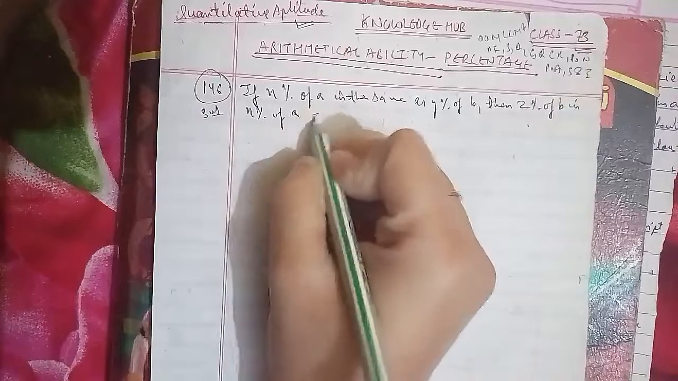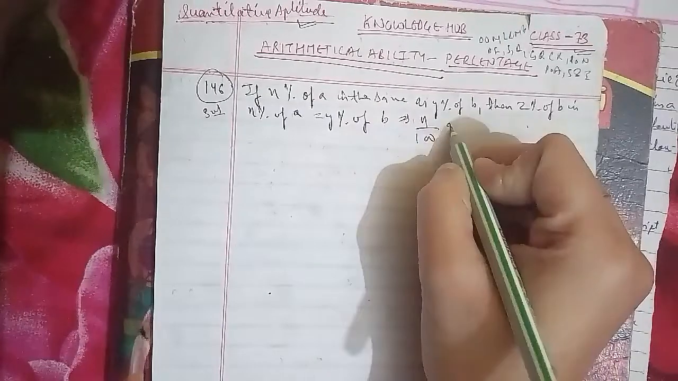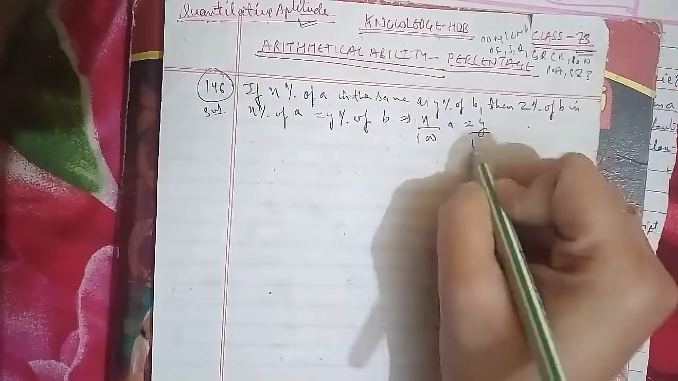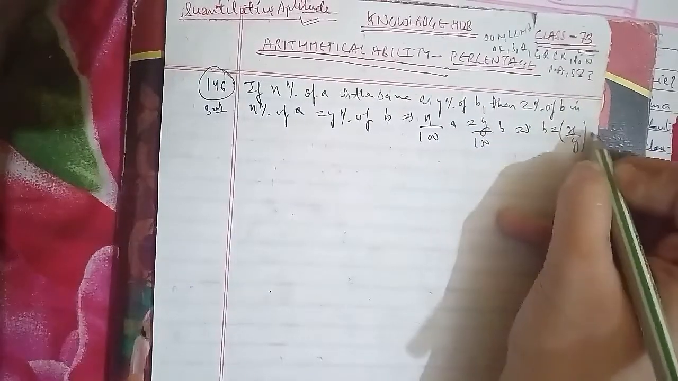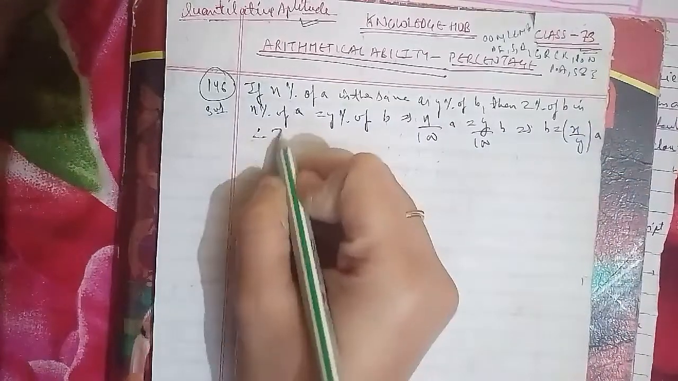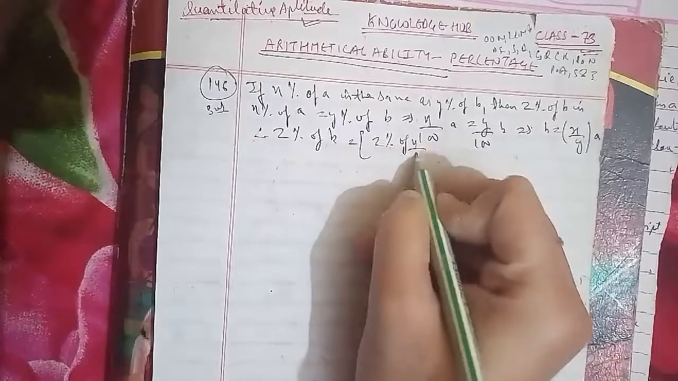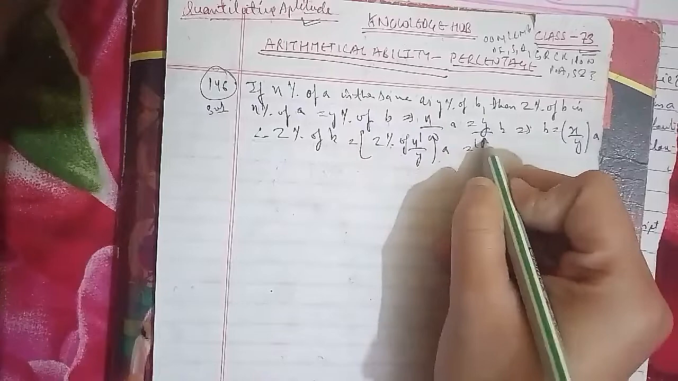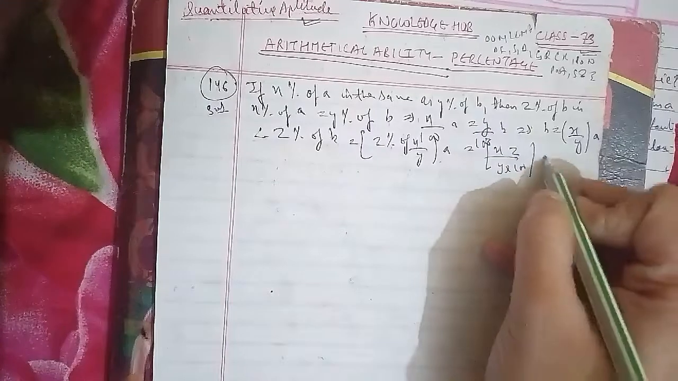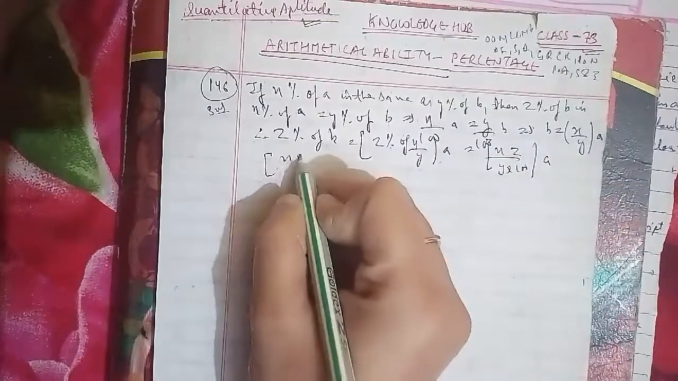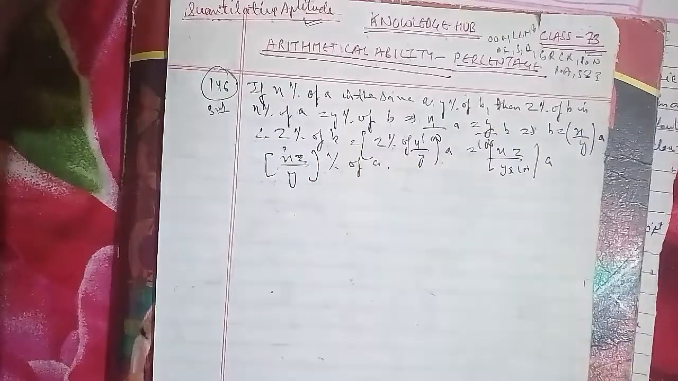x% of A equals y% of B, which is x upon 100 A equals y upon 100 B, so B equals x upon y A. So z% of B equals z% of x upon y A, which equals xz upon y into 100 A, that is xz upon y% of A. That is the answer here.